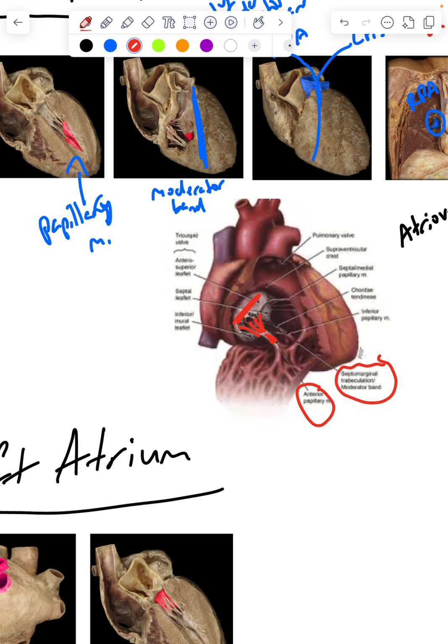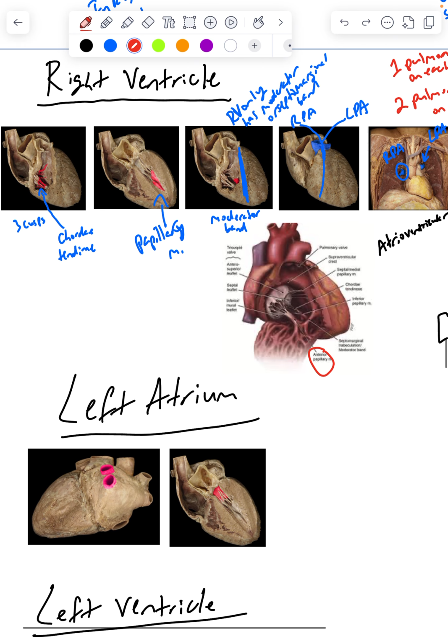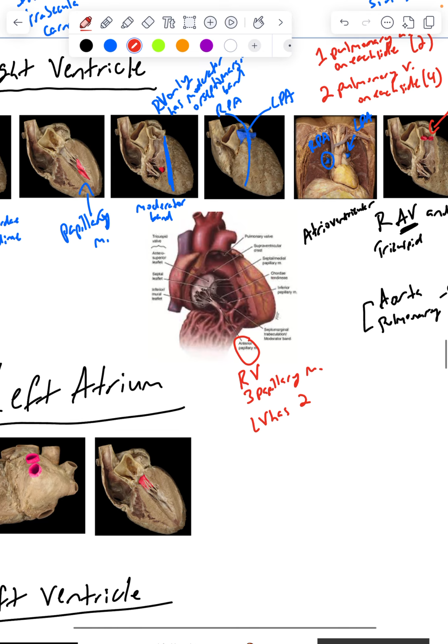Septomarginal or moderator connects your IV septum to these papillary muscles. And then your papillary muscles are going to match the amount of cusps you have. So the right ventricle has 3 papillary muscles. The left ventricle has 2. The difference, though, is the left ventricle ones are much thicker compared to the right ones, because your left ventricle is pumping blood to the rest of your body through the aorta. So it has to have a thicker wall to be able to handle all of that blood.